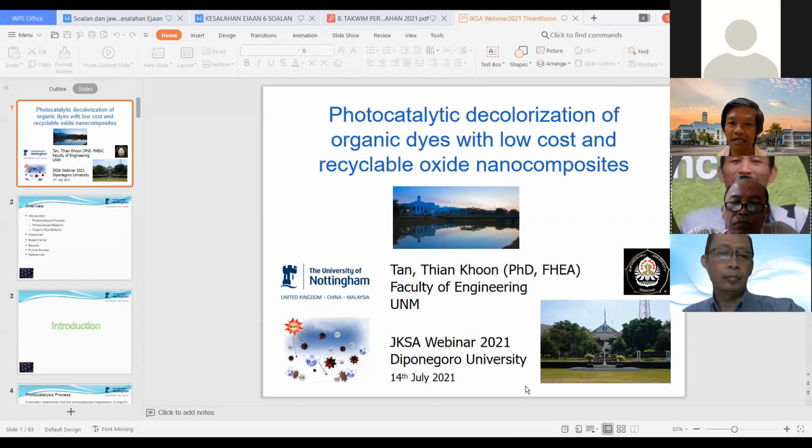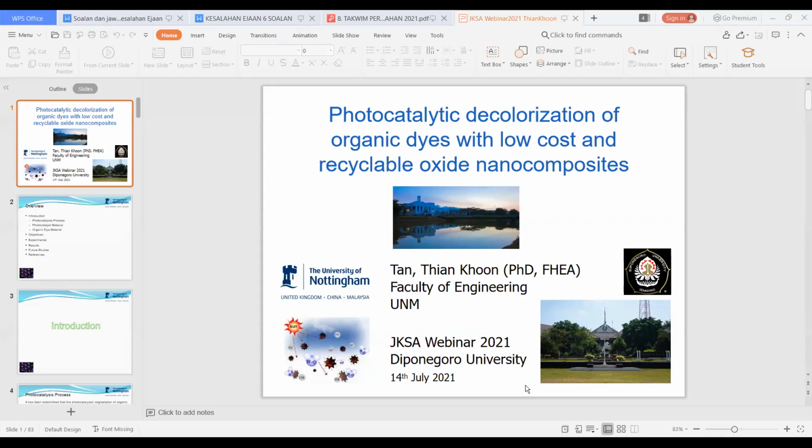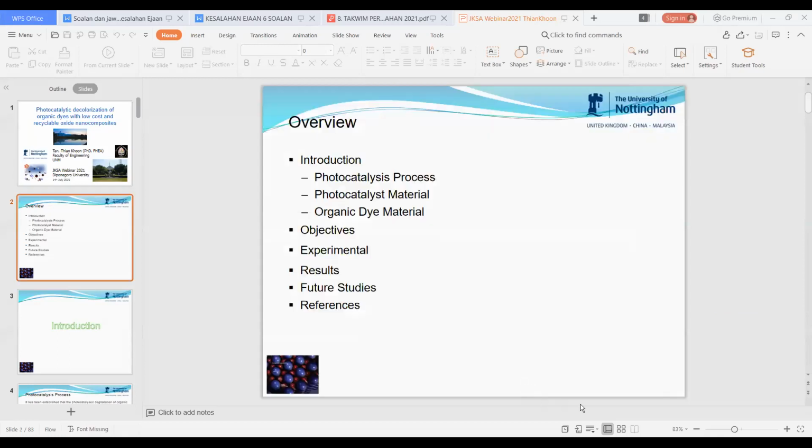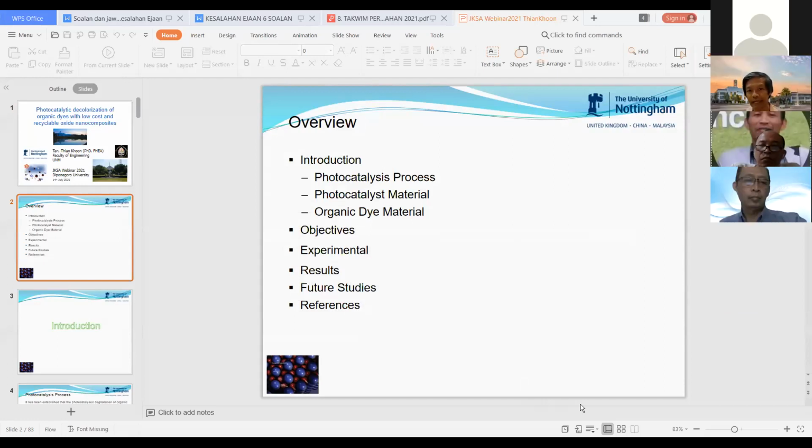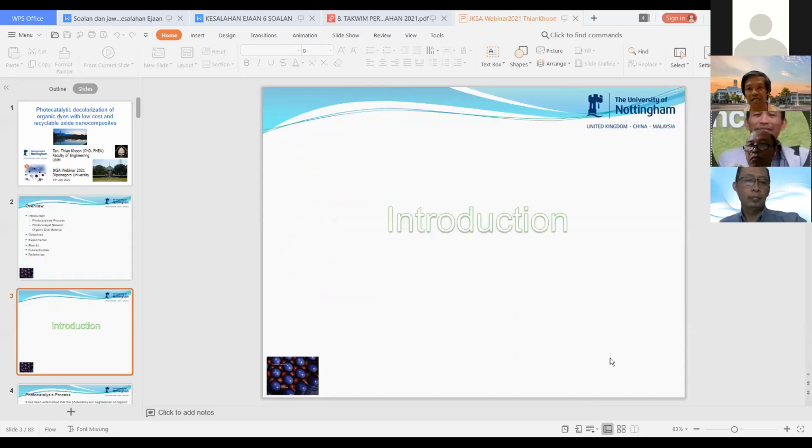So let me share what I would like to share with you today, the overview. First we'll talk about the photocatalysis process and the materials that we are using, and then we look at the organic dyes as well. There are two parts in the studies here, so we have two parts of the objectives, and two parts for the experimental as well as the results. Then of course, we briefly look at the future work and the previous studies.